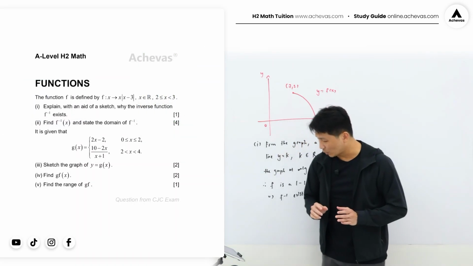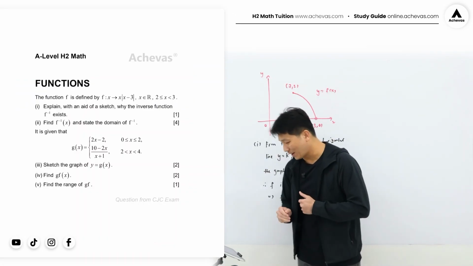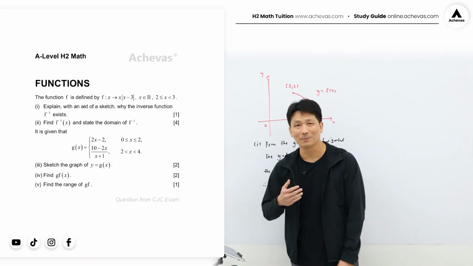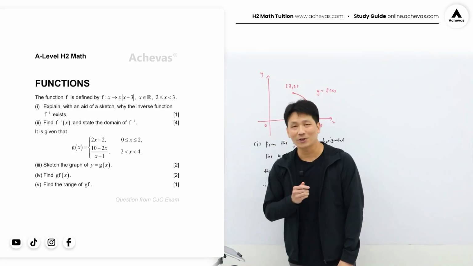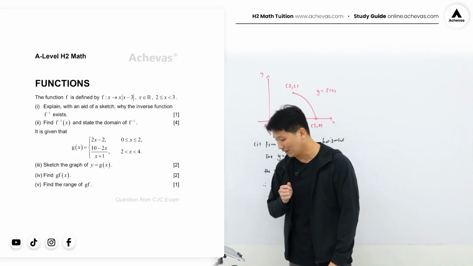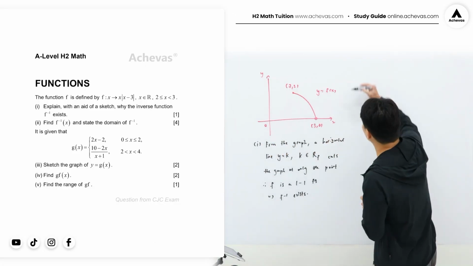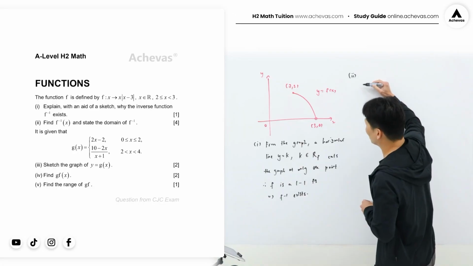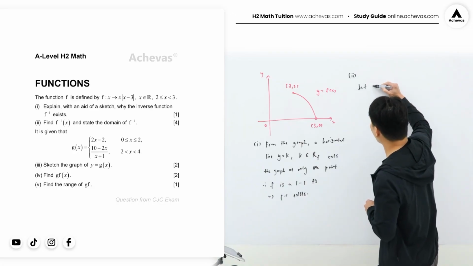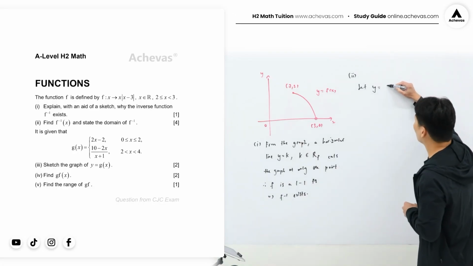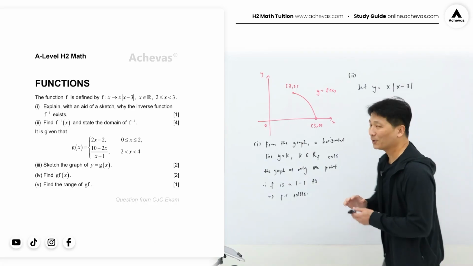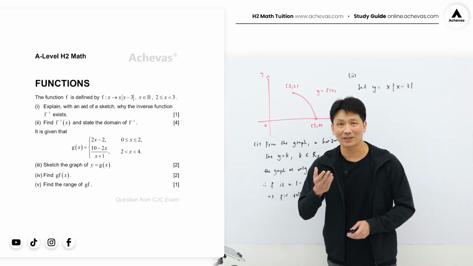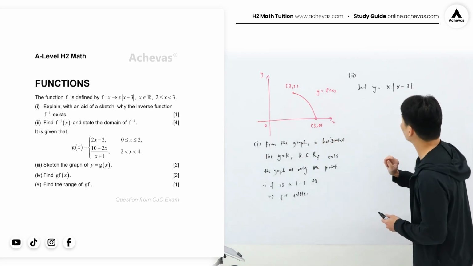In part 2 of this question, now we have shown that f inverse exists, and now we are supposed to find both the expression and the domain of it. So for the expression for f inverse, we are first going to let y be equal to x modulus x minus 3. But we are not able to express x in terms of the rest if we never get rid of this modulus sign.